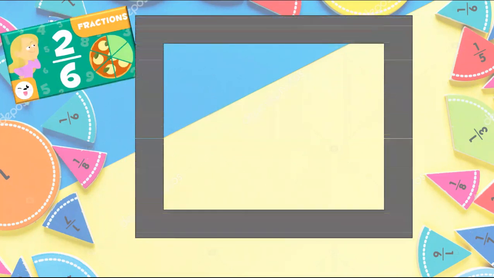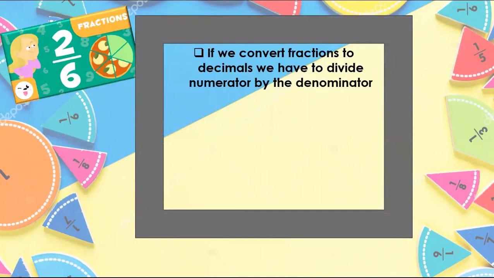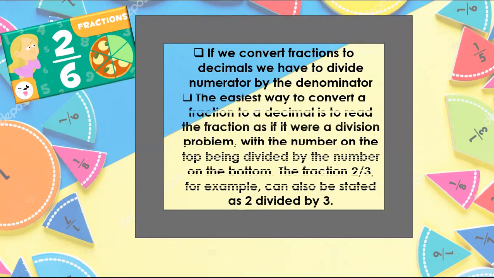Now this is about how to convert fractions into decimals. If we convert fractions to decimals, we have to divide the numerator by the denominator. The easiest way to convert a fraction to decimal is to record the fraction as if it were a division problem, with the number on the top being divided by the number on the bottom.